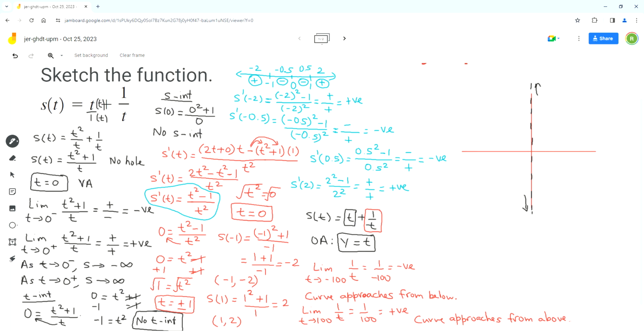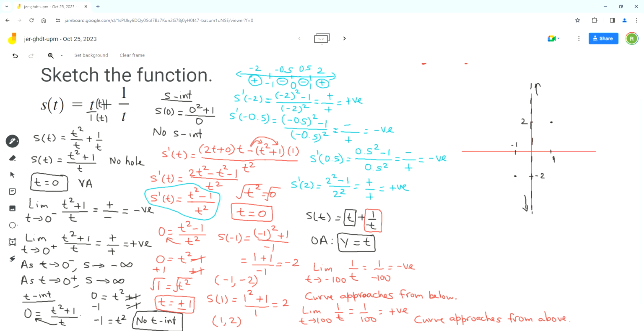And now there are no intercepts, and the critical points are (-1, -2). So let's assume this is -1 and -2. So the point is here. And then the other critical point is (1, 2). So let's assume 1 is here and 2 is here. So the other critical point is here.